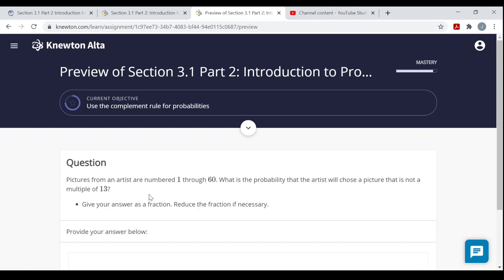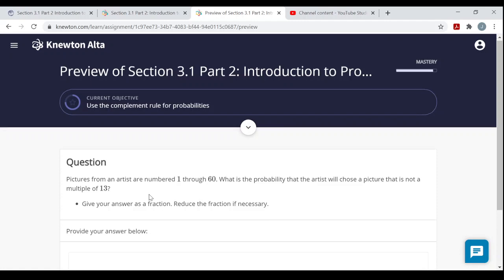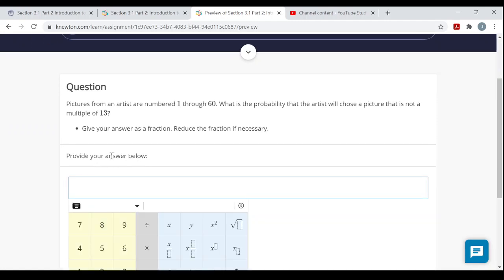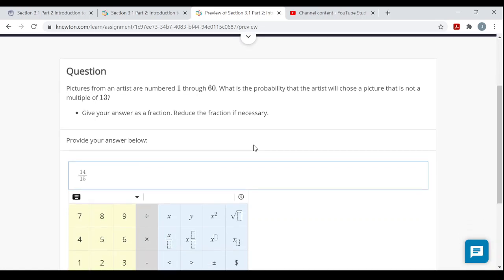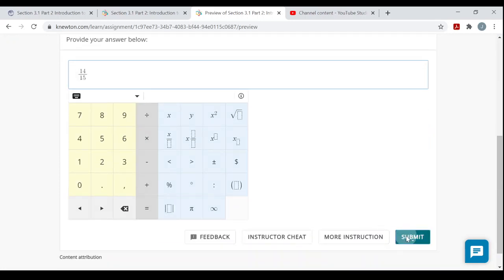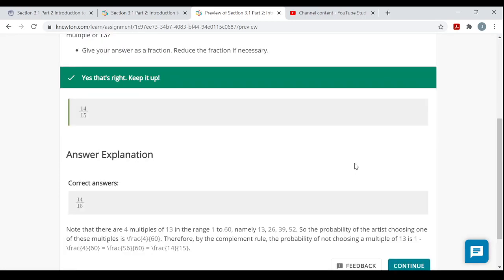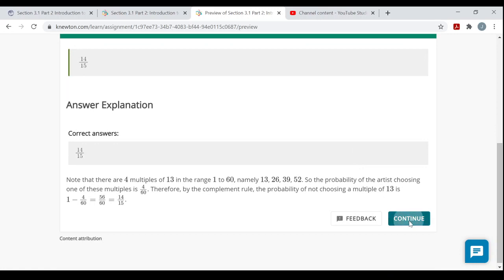So the other 14/15ths, right? The other 56/60ths. Now here it doesn't say reduce. Oh, it does say reduce the fraction. Okay, so 14/15ths are not. 14/15ths of them are not a multiple of 13. Okay, and I believe that is all.